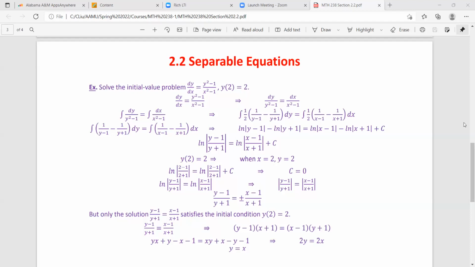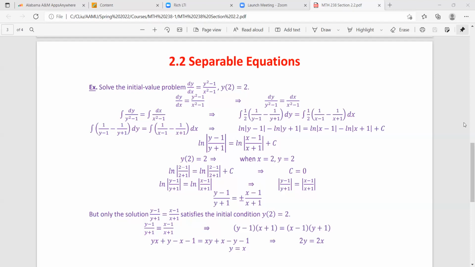Okay. So now, if we want to simplify further, then we have to get rid of the absolute value signs. Remember, when you take the absolute value of a negative number, you get the positive number. So when you try to get rid of the absolute sign, you end up with both positive and negative. This is always the case.